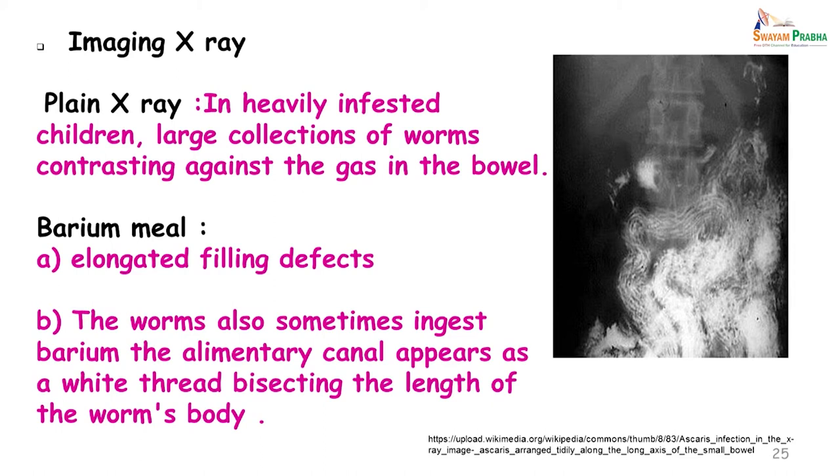However, if there are fewer worms, in a plain X-ray, you will not be able to visualize the worms. If a barium meal is performed, then the worms may appear as elongated filling defects, and if they are taken a little later after the barium has passed, you would be able to visualize the worms appearing as strings, because the worms would have ingested the barium. So, there will be a thin thread bisecting the length of the worm's body. So, on the right side, you can see elongated filling defects which demonstrate the presence of roundworms in the bowel of this individual.